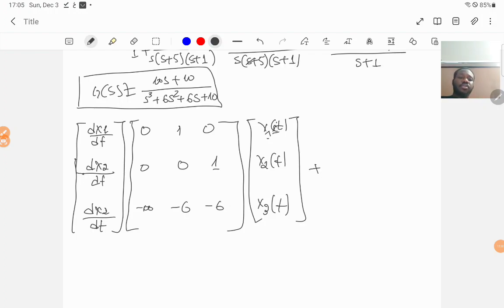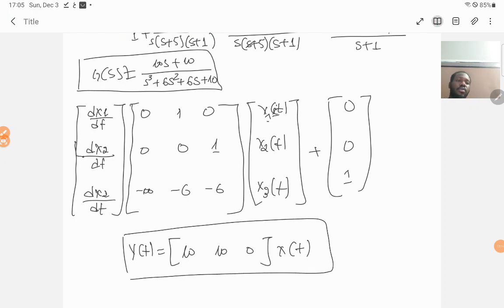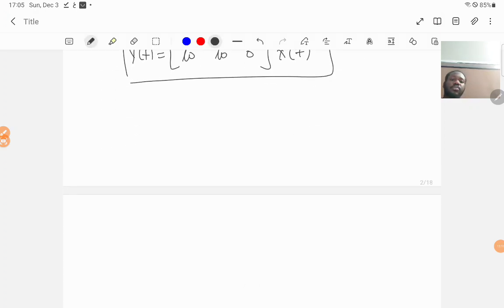Here the u(t) will have 0, 0, 1. So the final answer will be u(t) like 10. You have here 10, you have 0 x(t). That's the second exercise. Let's move to the third one.